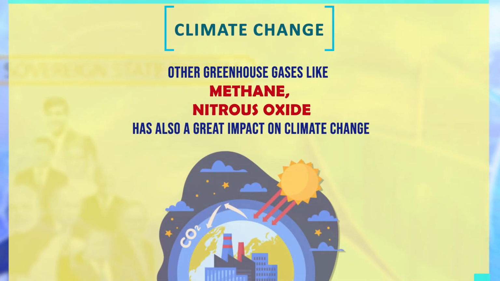You see, there is always a fluctuation in carbon dioxide concentration. Before, in the past, it was fluctuating, but there was a very steady trend. But after that, you see a sudden rise of carbon dioxide concentration. Other greenhouse gases such as methane and nitrous oxide also have a great impact on climate change.